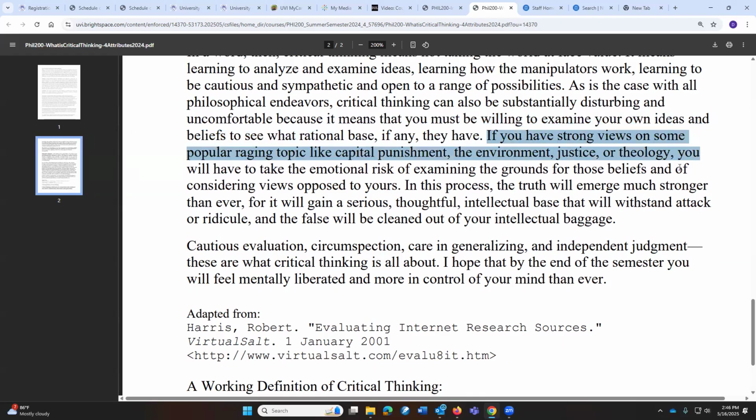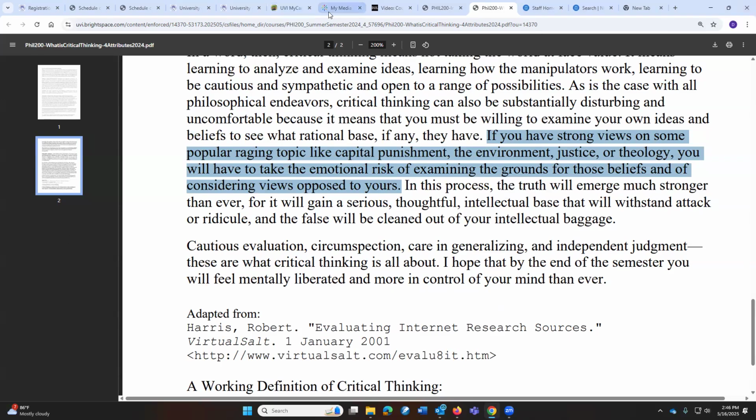If we have strong views on some popular topic like capital punishment, the environment, justice, theology, we have to be willing to take the risk of examining the grounds for those beliefs and considering opposing views, all right? Why do I believe this? Why do I believe that? What are my reasons? Are they good? Are they legitimate reasons? Sometimes they are, sometimes they may not.